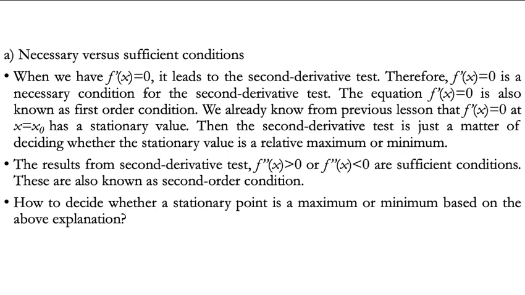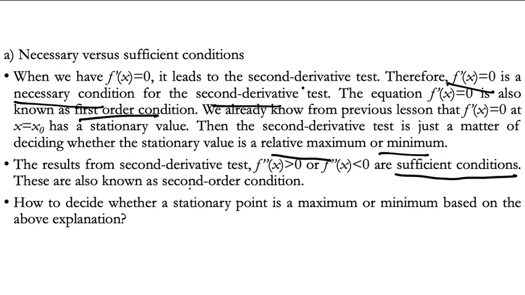So when we have f prime x equals 0, it leads to the second derivative test, because if we don't do it, we don't know whether it is a relative maximum or relative minimum. So f prime x equals 0 is just a necessary condition, the first order condition. The second derivative test is just a matter of deciding whether the stationary value is a relative maximum or minimum. When the result of the second derivative test, f double prime x, is greater than 0 or less than 0, these two are the sufficient conditions.